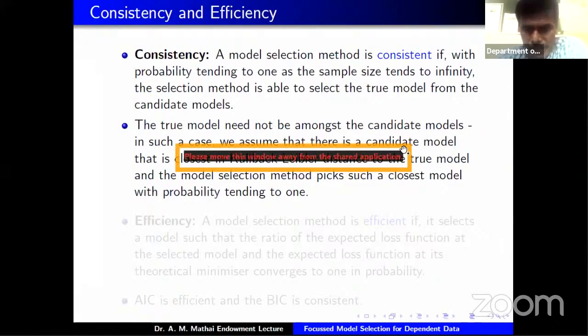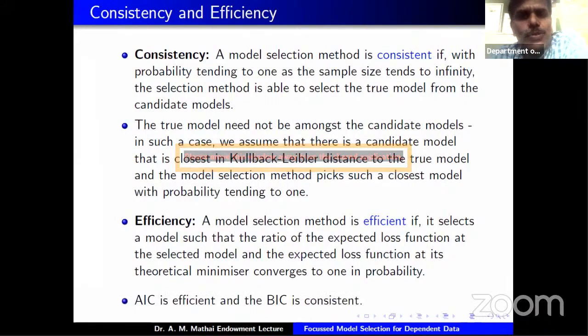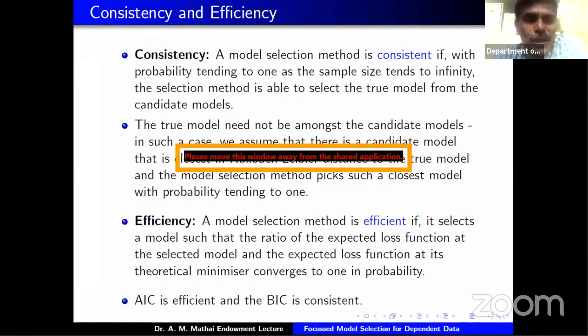In such a case, we assume that there is a candidate model that is closest in KL distance to the true model, and the model selection method picks such a closest model with probability tending to 1. So this is the theoretical derivation of consistency. You can also have a property called efficiency, where you try to see how much loss you are going to have by selecting a particular model, and then you try to minimize that. So that leads to what is called efficient model selection.